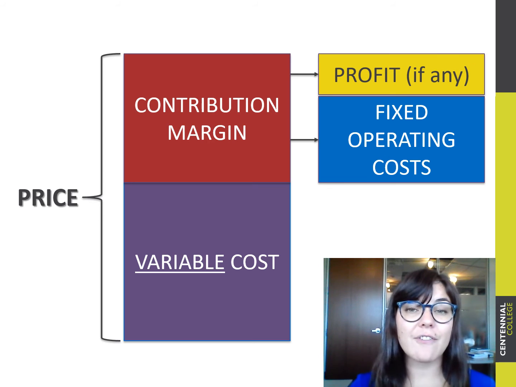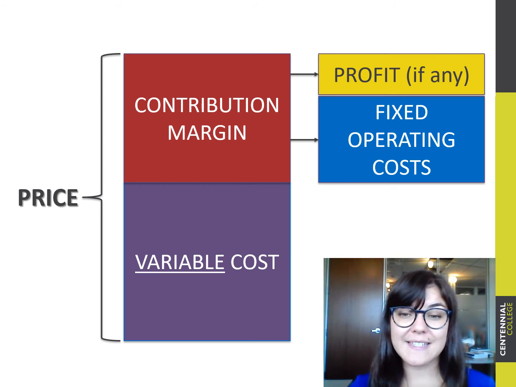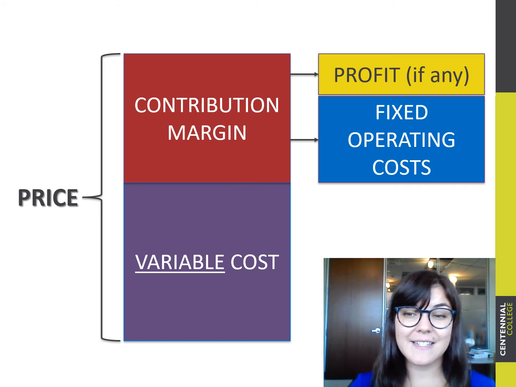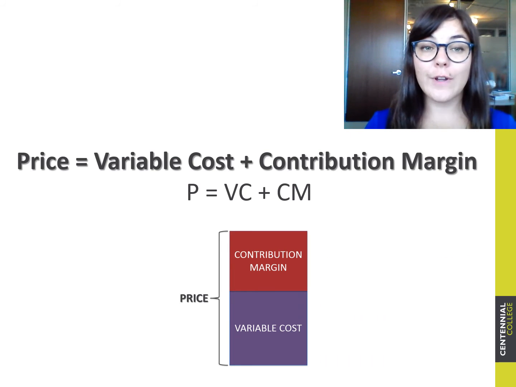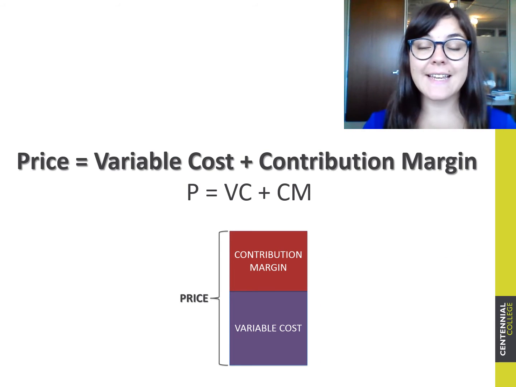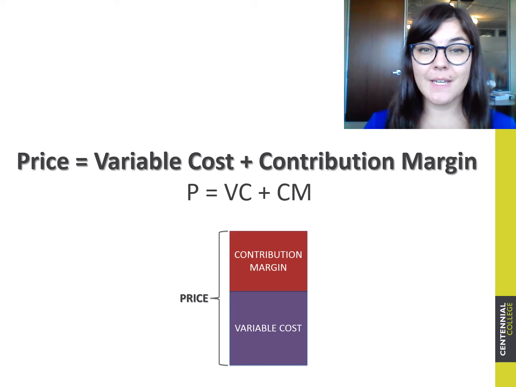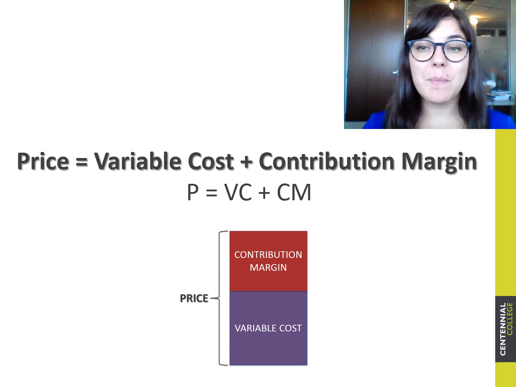Once the product sales have covered both variable costs and the fixed operating costs, the company starts making a profit, which would also be sourced from the contribution margin. We will talk more about profits and profitability in the upcoming break-even analysis video. For now, you need to know that a product's price is the sum of variable cost and contribution margin. You can rearrange this equation depending on the question being asked of you.